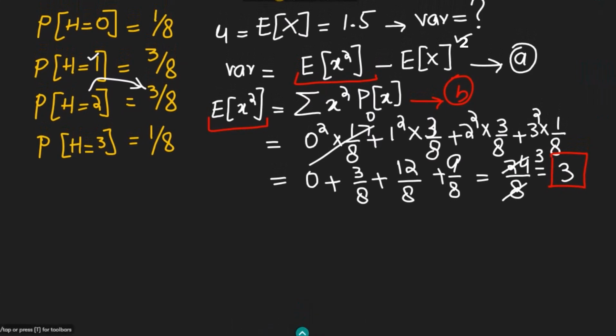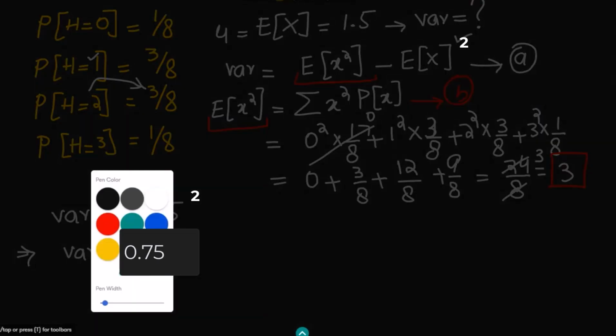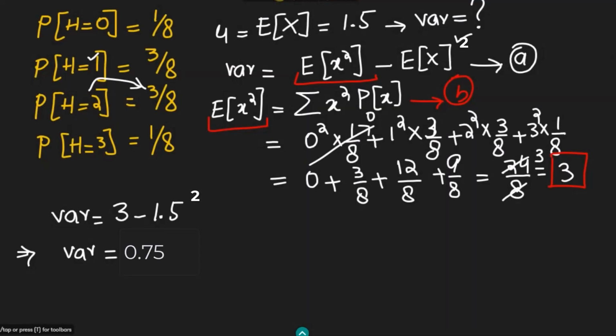So the variance will be, from the mathematical equation of A, the expected value of x square, that is 3, from which we subtract the expected value of x, that is 1.5. So the variance will be 3 minus 1.5, which is 1.5. That is sigma square, and that is 1.5. So that is the answer to our question.